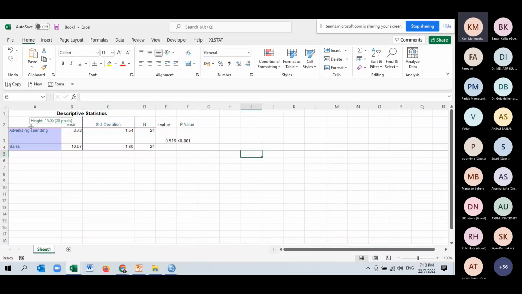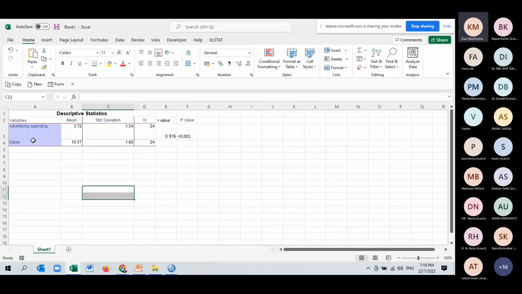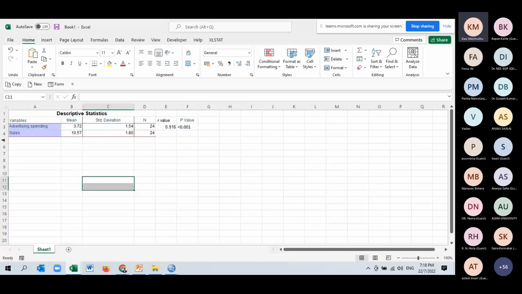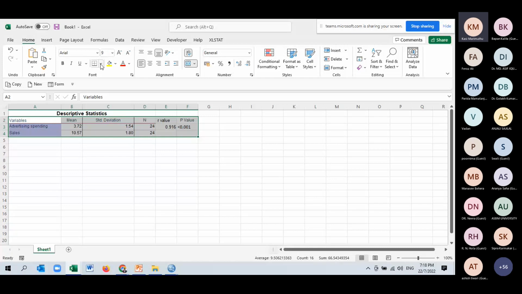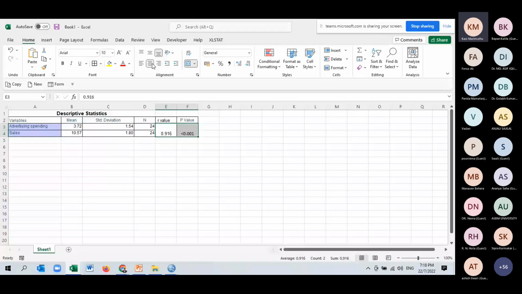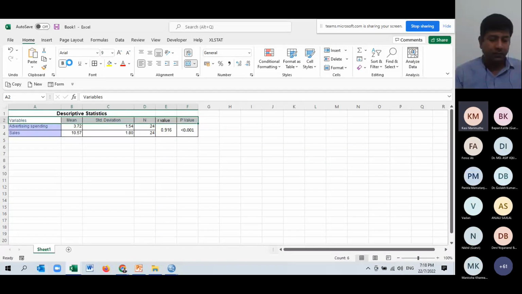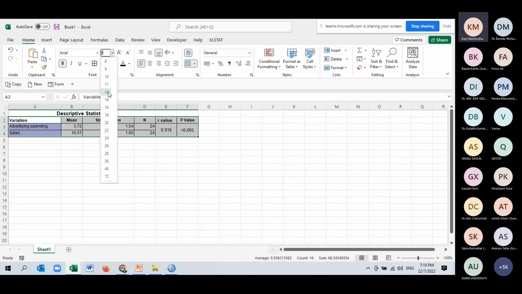So you can format your data. This is your variable. You can format your table, arrange your table like this. This is enough. You can merge this, also merge this, and keep it in the center. This can be in bold. Then you can select the whole table, change the color, increase the font size, 12 font usually for a journal, Times New Roman.